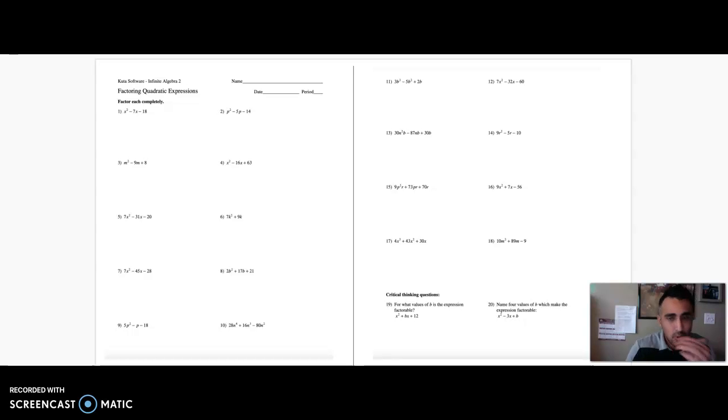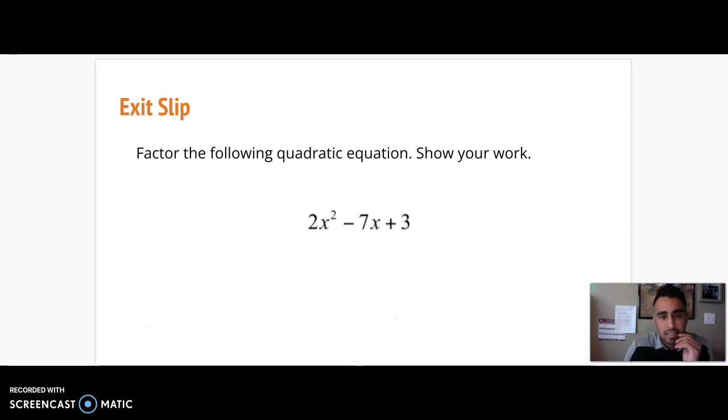Lastly, before we end today's lesson, here is an exit slip, which I encourage you guys to do before leaving today or before you stop this video. See if you can figure this out. There's a little curveball on there. Instead of having a 1 in front of the x squared, we have a 2. So see if you can work this one out. Get this to me as soon as you can.